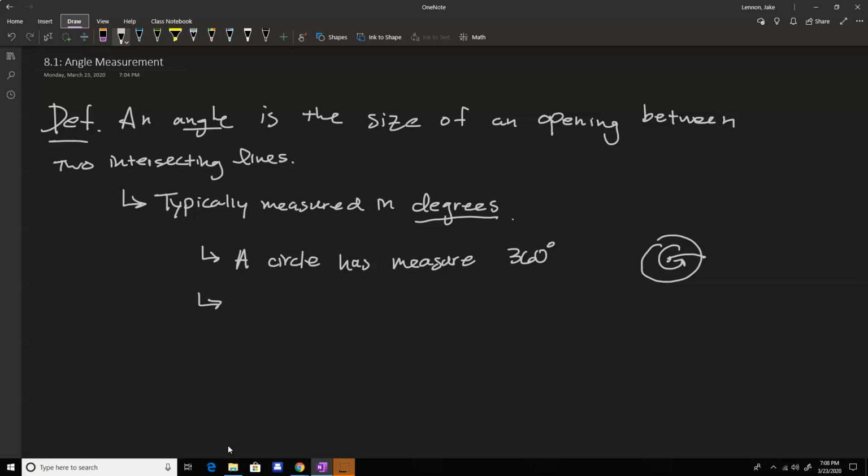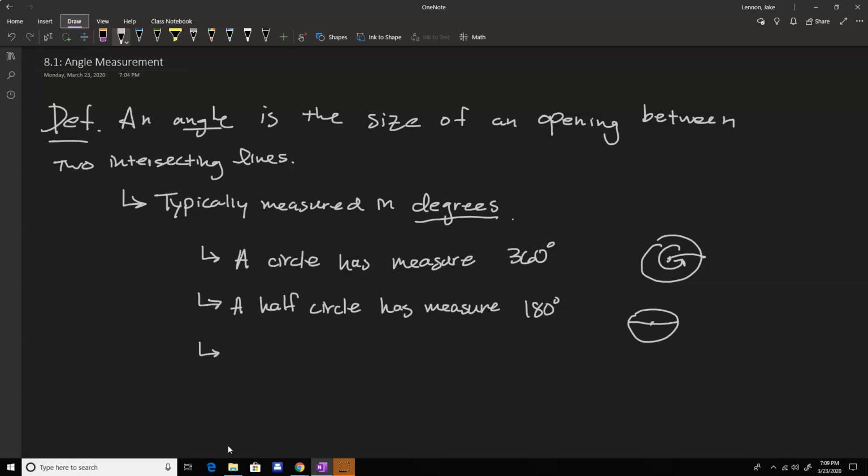So you can start talking about parts of a circle if you want. So just proportionally, we could say a half circle has measure 180 degrees. And what that's going to be is essentially just a straight line. So if you have a straight angle, that would have measure 180 degrees. And you can subdivide this for any constant that you would want to look at. For instance, if you wanted to do a ninth of a circle, that angle would have measure 40 degrees.